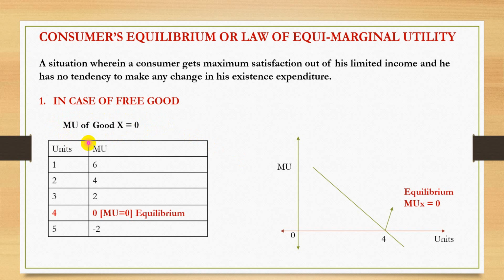Now suppose the MU of a commodity is known to us, and that is 6, 4, 2, 0, minus 2, with the levels of consumption 1, 2, 3, 4 and 5. What do we find here? At 4 units of consumption, MU is 0. Therefore, the consumer will consume 4 units of the commodity, since marginal utility is 0. So this table satisfies the equilibrium condition at 4 units of consumption of good X.